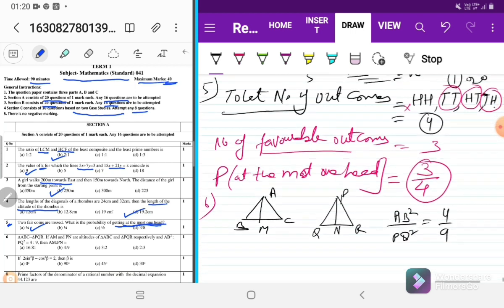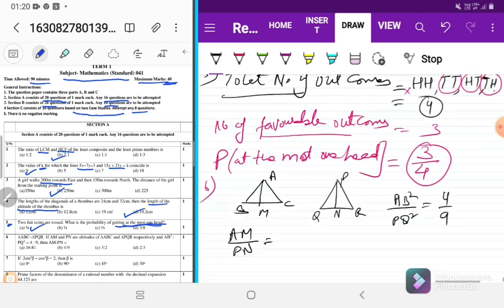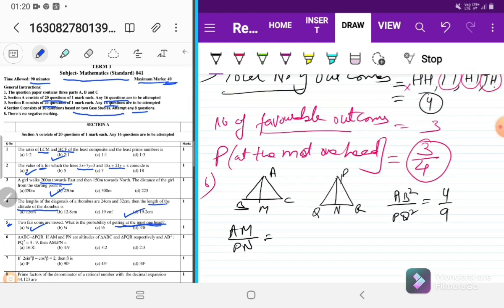Square of the ratio of two sides is 4:9. Then what do you have to find? You have to find the ratio of altitudes, AM upon PN. Children, you should know that when two triangles are similar, then which ratios are equal. You should know all these formulas.